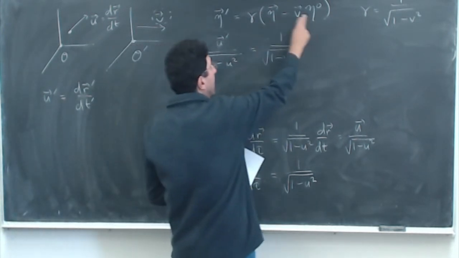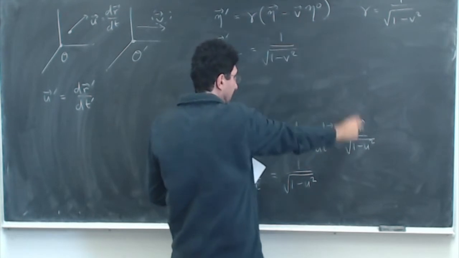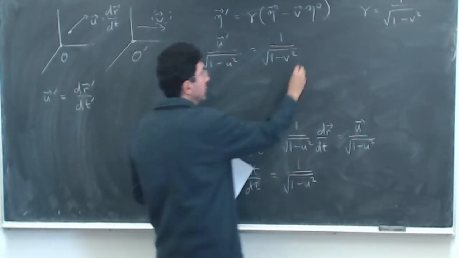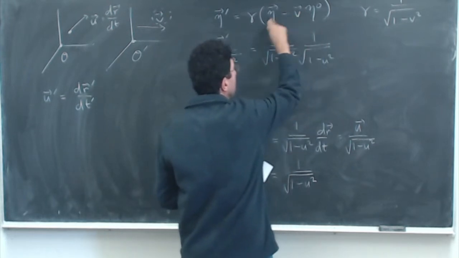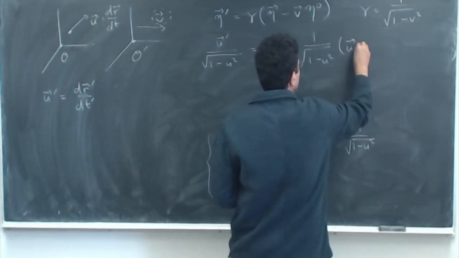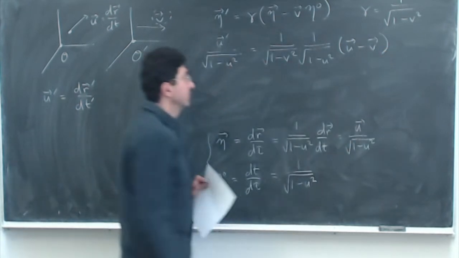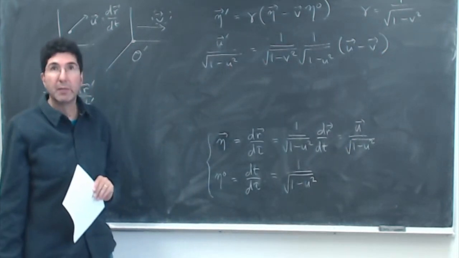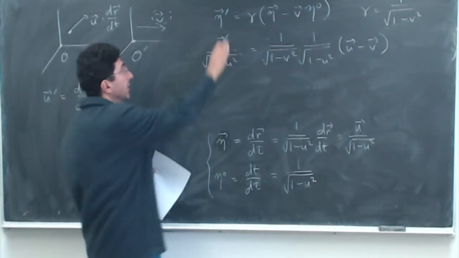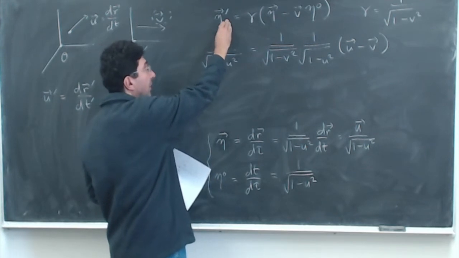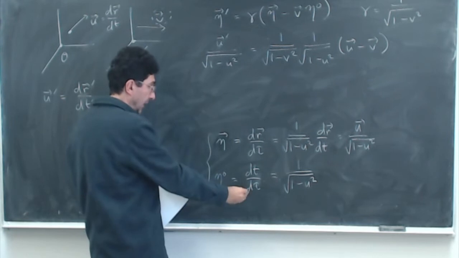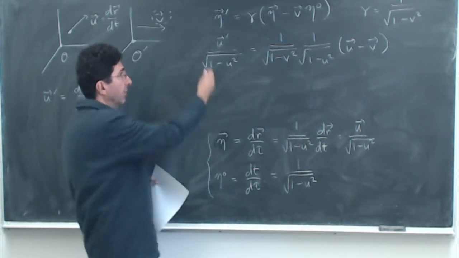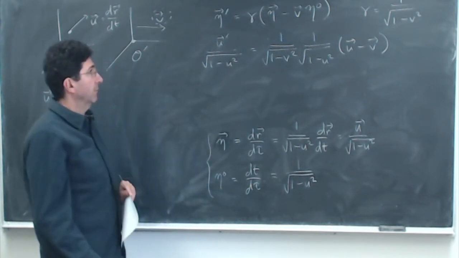And then both of these have a factor of square root of 1 minus u squared, which we'll factor out. And then what's left inside is just u minus v. So this is just plugging in. Here is the transformation rule for the spatial component of a 4-vector, and then we just plugged in what we found for those in both the primed and the unprimed frame.